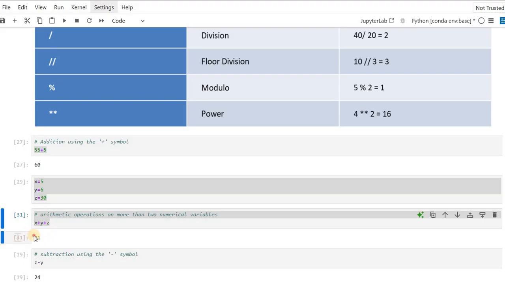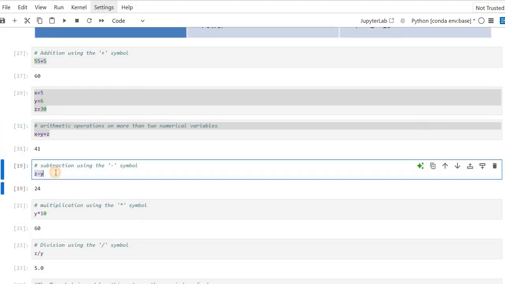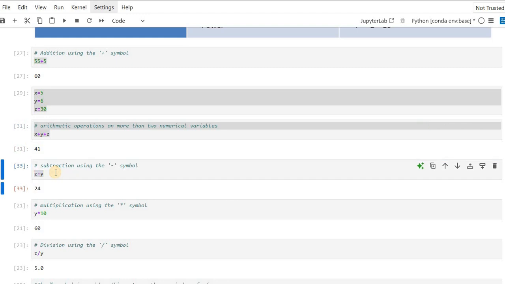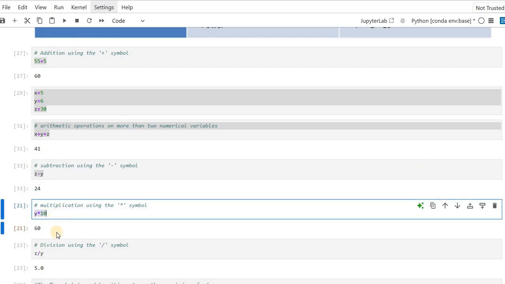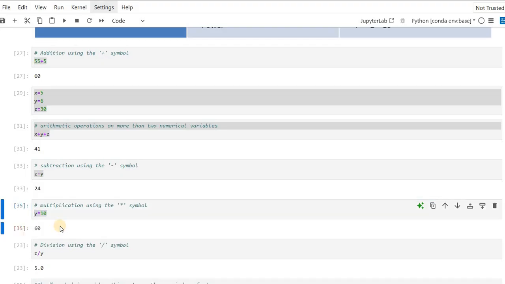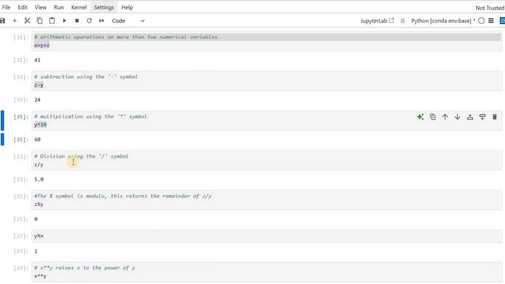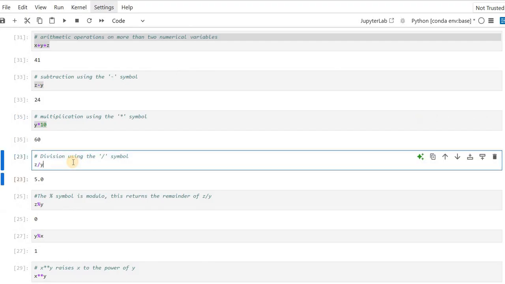Understand? Similarly, subtraction using the minus symbol: z minus y. Since we have already declared x, y, z, Python remembers all these variables' values, and let's execute that cell and you will get the answer as 24. Similarly, for multiplication, y into 10, so shift enter, it will give you 60, because 6 into 10 is 60. Division: z divided by y. What is z? 30 divided by 6. So the result will be 5.0.